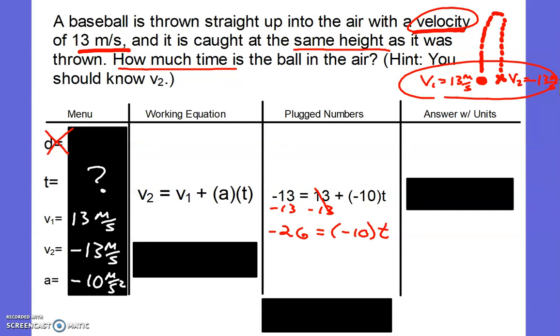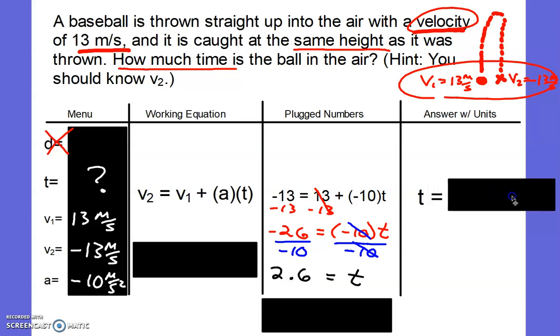Then we divide by the number next to the letter, or variable. So right now we have a negative 10 next to the variable, so I'm going to divide by the negative 10. We always divide by the number next to the variable. Here we're left with t, and negative 26 divided by negative 10 comes out to be 2.6. So our time is 2.6, but we do need a unit, as always. Since we're solving for a t, the unit of time is seconds.